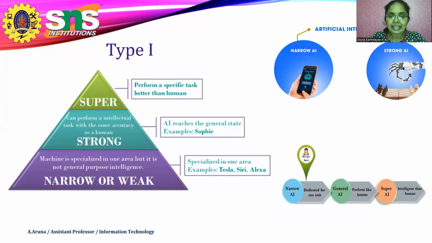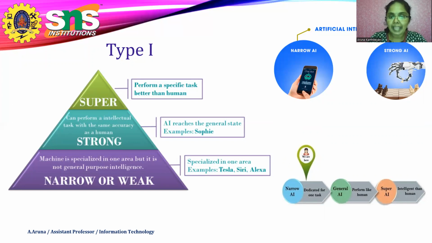Here, I already told you, there are three different kinds: weak, strong, and super. Weak is nothing but narrow. Given an input, it will produce an output. It is specialized only in a single area. This type of machine we can call a general purpose intelligence, specialized only for a single area. Examples: Tesla, Siri, Alexa. These are the basic examples for narrow or weak AI.